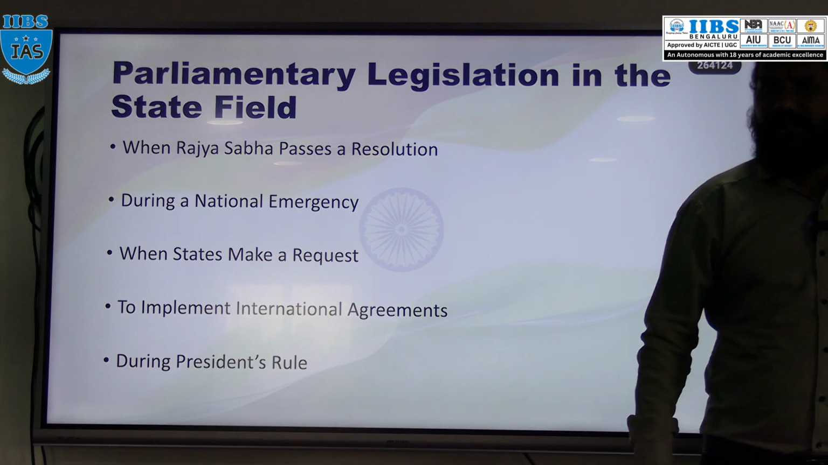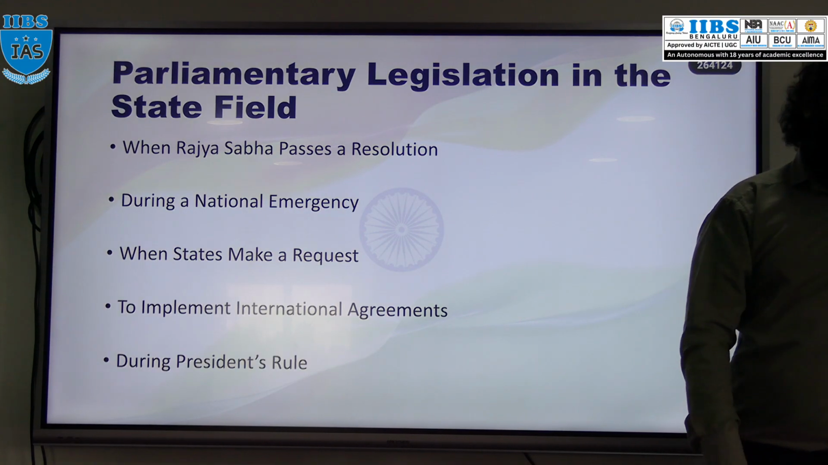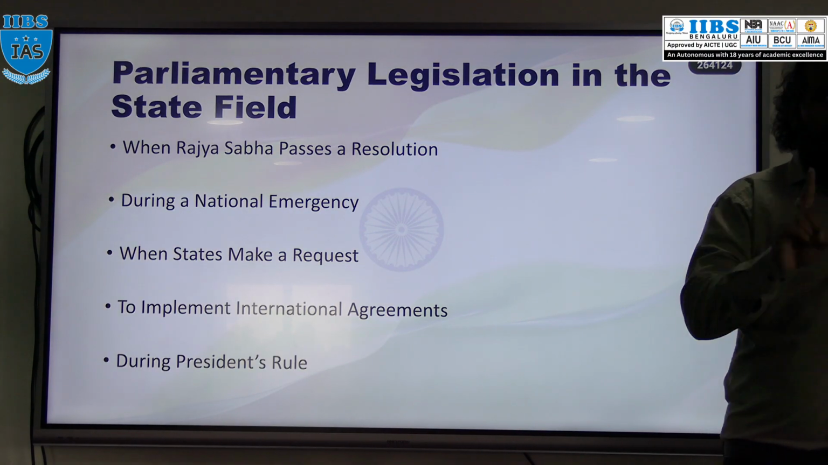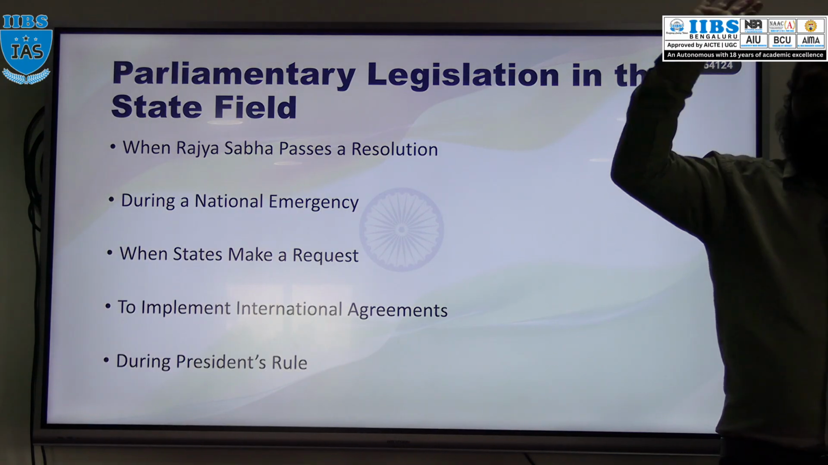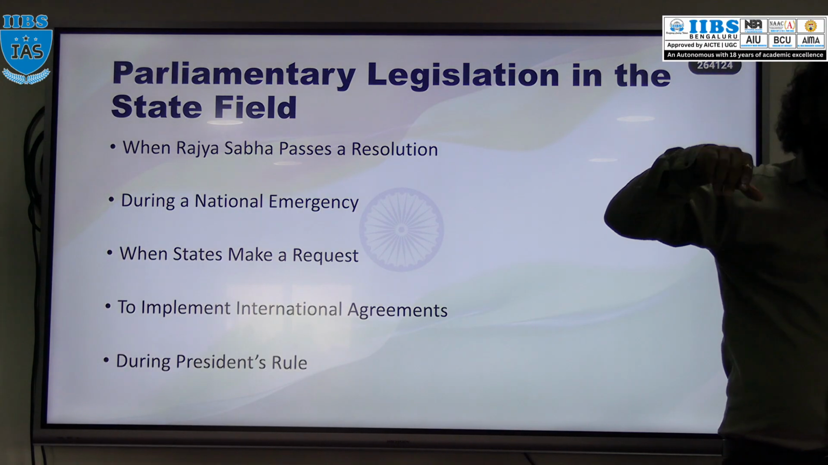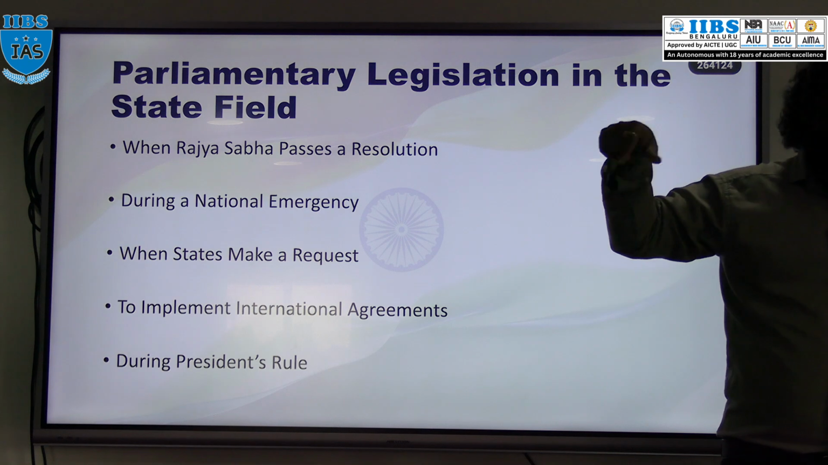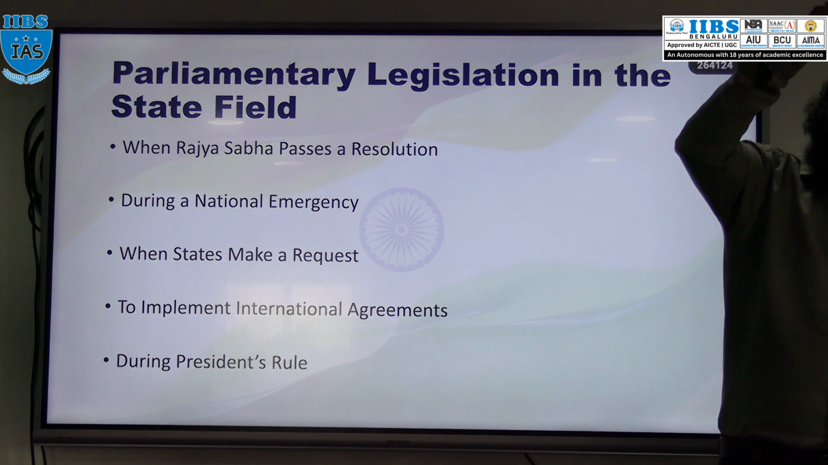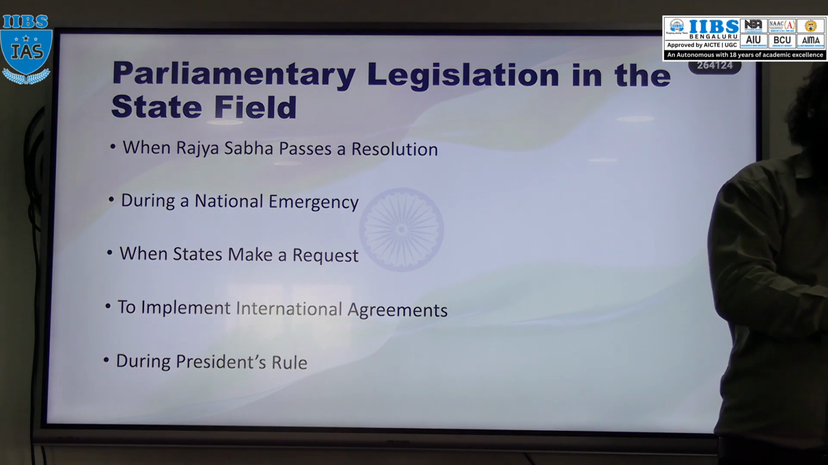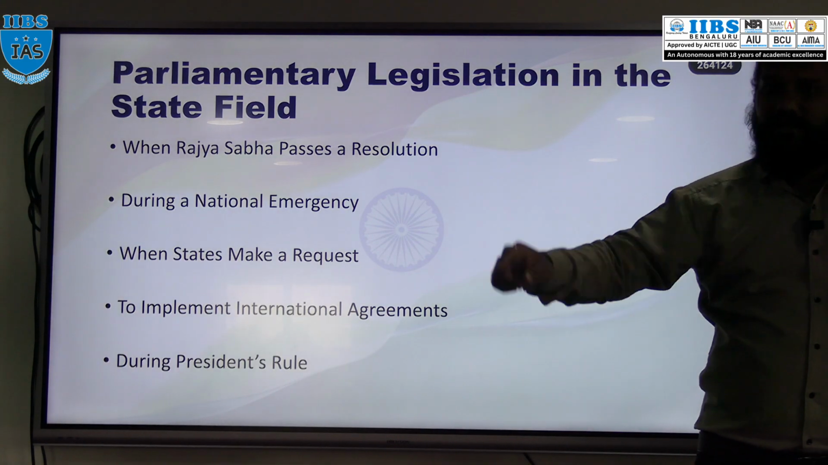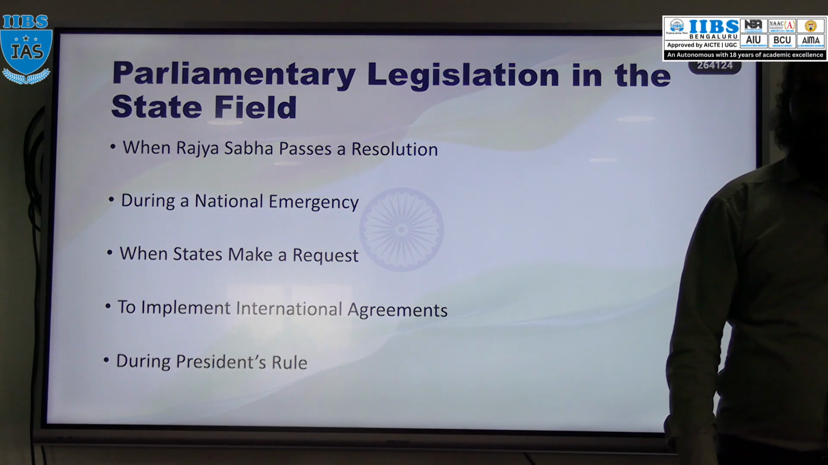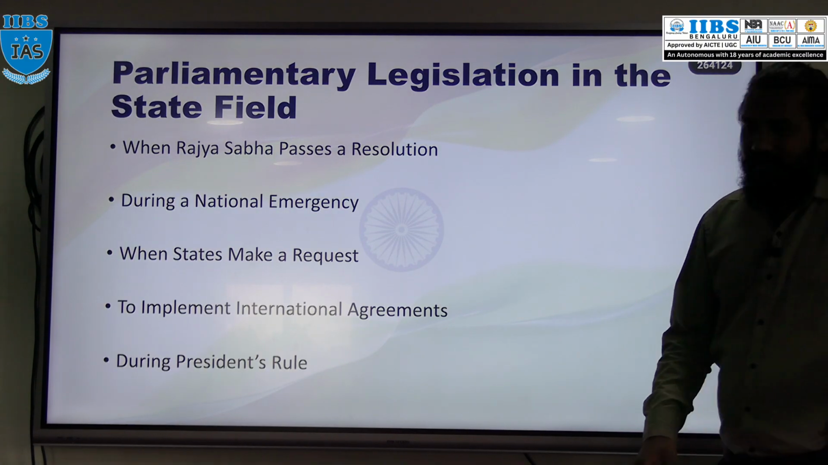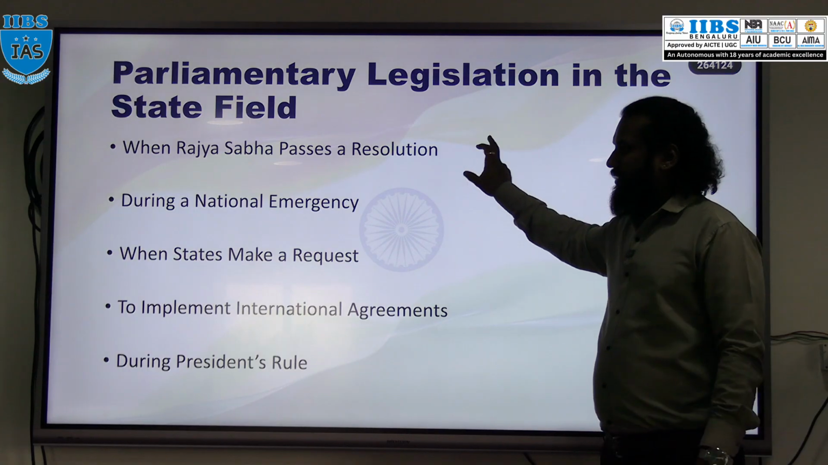What is the validity of that law? 1 year. If next year also it is necessary for Parliament to make the law in the state list due to national importance, at that time again the Rajya Sabha has to pass the resolution. After passing the resolution, again Parliament will make the law in the state list. Understood? Here validity is 1 year.